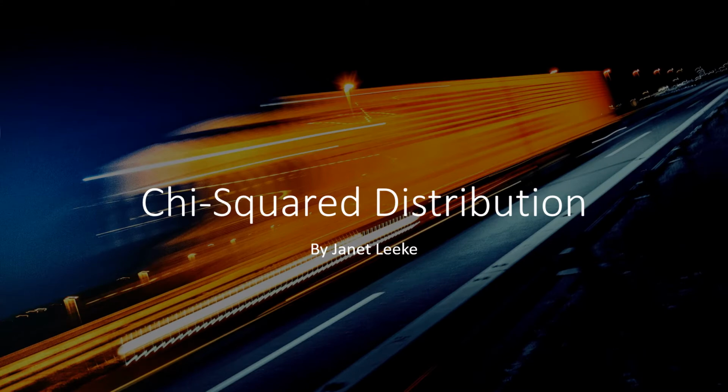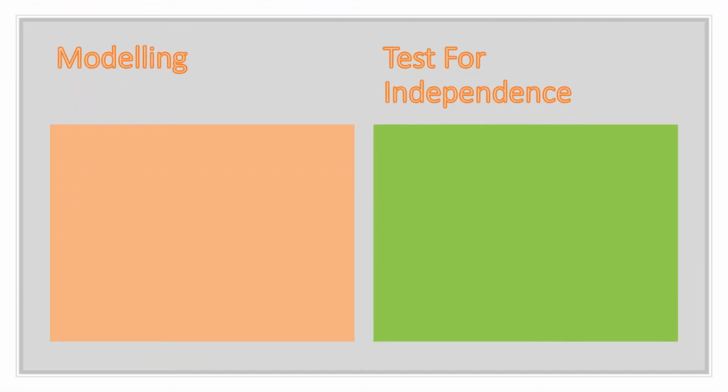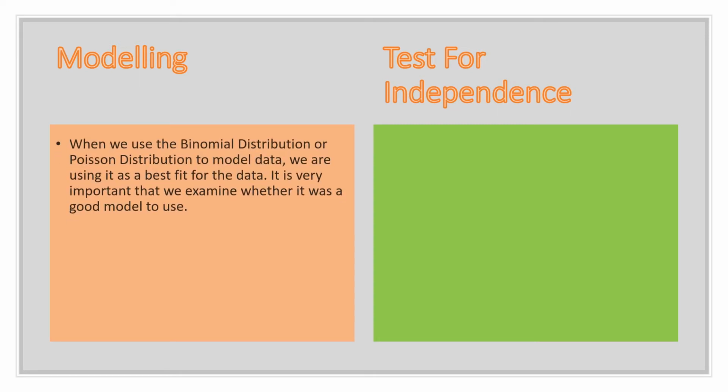Telling you all about chi-squared distribution for further maths A-level. We're going to be looking at it for modelling and for test for independence. The test for independence being the main one for the first part and the modelling for the second.